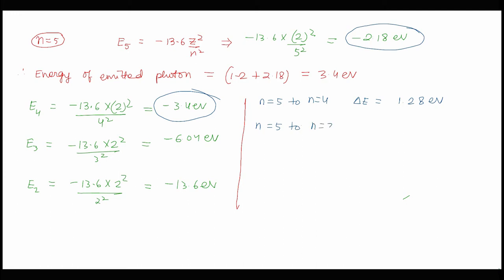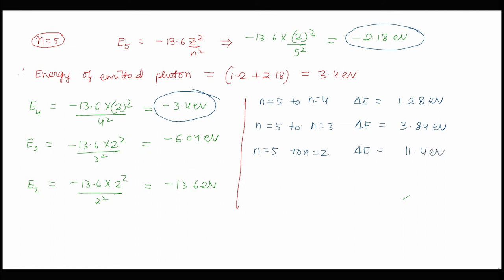So now the energy corresponding to n equal to 5 to n equal to 3: n equal to 5 is having a value of 2.18 electron volt and n equal to 3 is 6.04 electron volt. So if I subtract these two quantities, we obtain a value of 3.84 electron volt. So the energy corresponding to transition from n equal to 5 to n equal to 3 is 3.84 electron volt. Next, we are looking for transition from n equal to 5 to n equal to 2. So n equal to 5 and n equal to 2 will give us a value that is 13.6 minus 2.18, that is 11.4 electron volt.